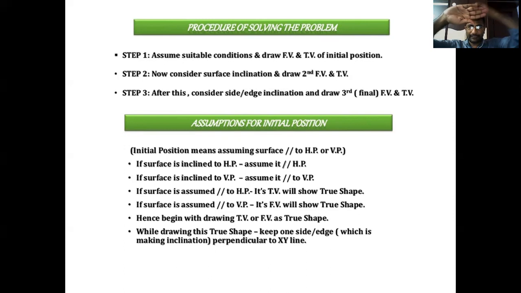When we look from the front side, the front view shows the true shape if the surface is parallel to VP. Clear? These are the 2 positions in the initial position: when the surface is parallel to HP and when the surface is parallel to the vertical plane. If the vertical plane is like this and the horizontal plane like this, and the surface is parallel to the vertical plane, when we look from this side, the front view is seen as its true shape. Clear, students?